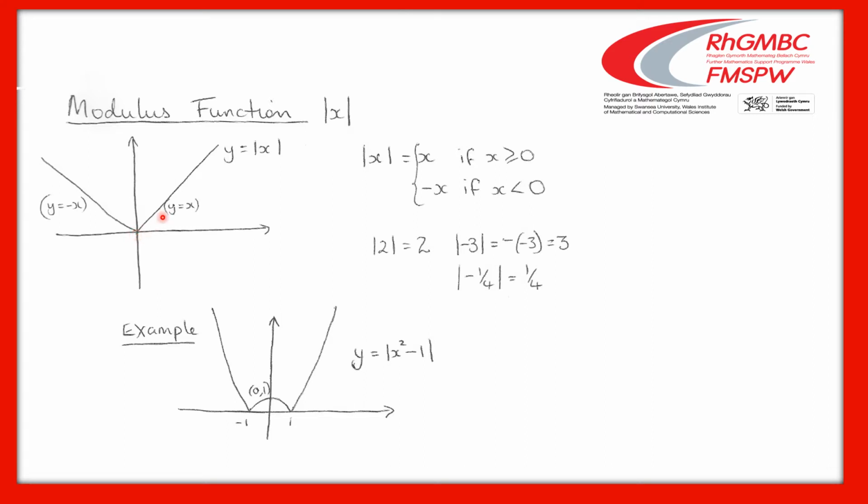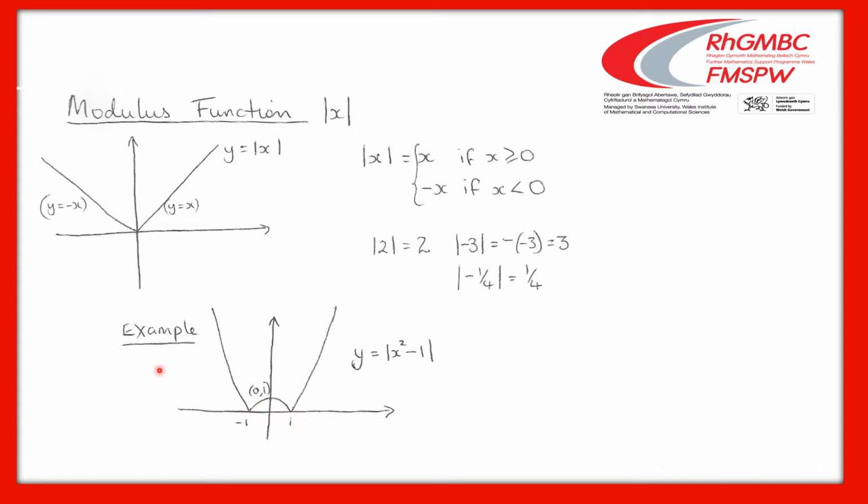Graphically, mod x looks like this. When x is greater than or equal to 0, the graph of mod x is y equals x. When x is negative, the graph is y equals minus x, to give you this V shape. If you have to draw the modulus of any function, draw the original graph first, and then look at anything negative below the x-axis and reflect it in the x-axis to make it positive.